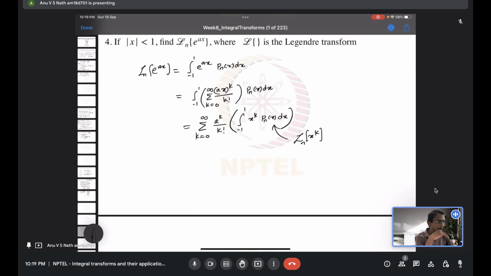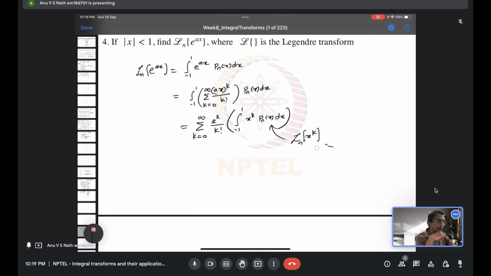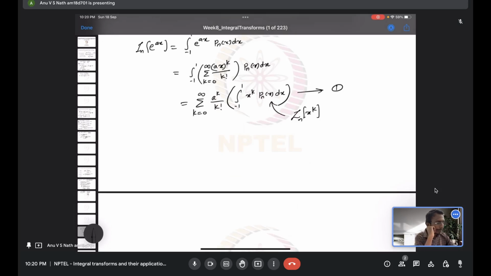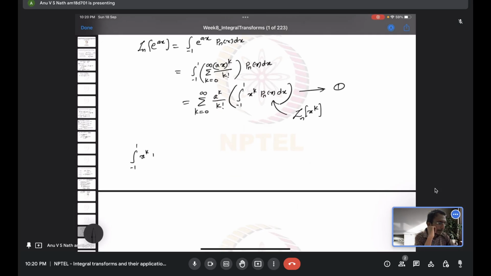But here the solution for this one will be a function of both n and k, and we haven't found that yet. So we will find that also. Similar to the earlier case, just that expressions will be a little different. Evaluations will be the same. So let me write this as expression 1. Now we want the integral from minus 1 to plus 1 of x raised to k times Pn of x, the Legendre transform of x raised to k.